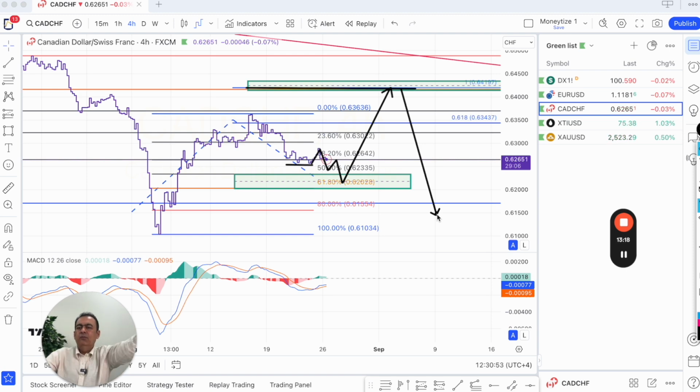So I hope I've made my plan clear for CADCHF. It's a bit tricky. Short term retracement, then bullish, and finally going to the bearish direction. Now the next instrument I'm going to talk about is crude oil.